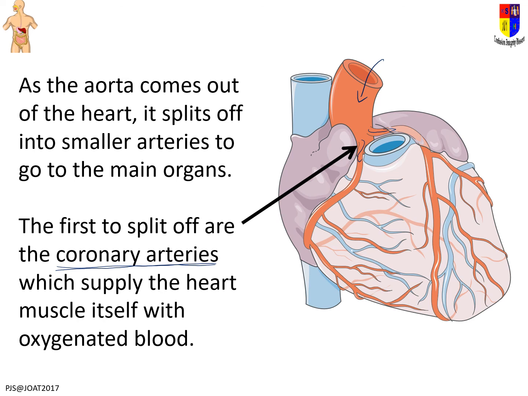They supply the heart muscle with oxygenated blood. And then you can see veins here, these are the blue ones, they will all connect back up and join into the vena cava, this bit here, and that will go back into the right atrium.